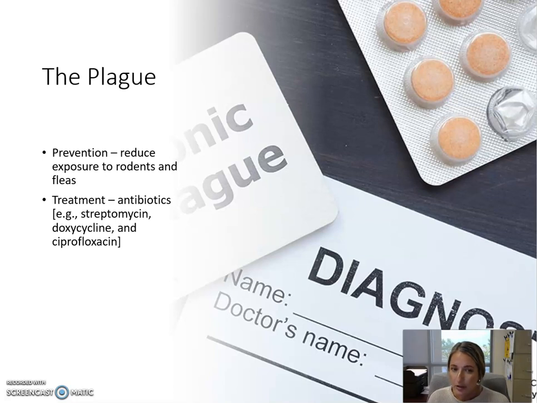As far as prevention, there's not a vaccine that you can take. So primary prevention would be avoiding exposure. Because fleas are the primary vector that transmit this disease, you would want to avoid flea bites, and you would want to avoid exposure to rodents which can carry the fleas that could potentially transmit the disease.